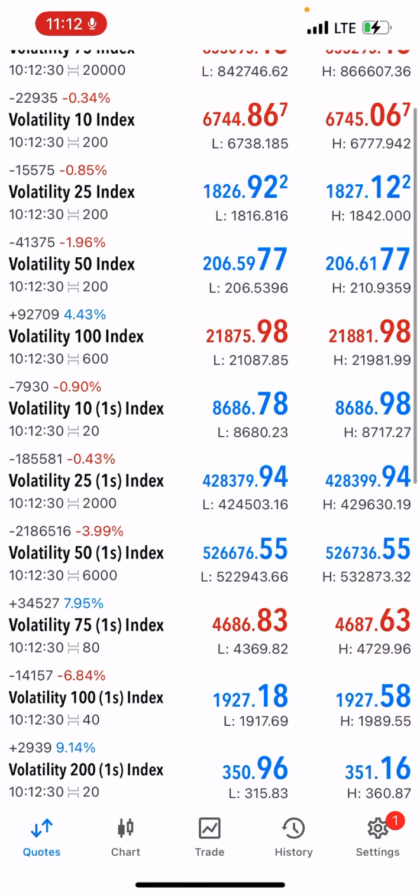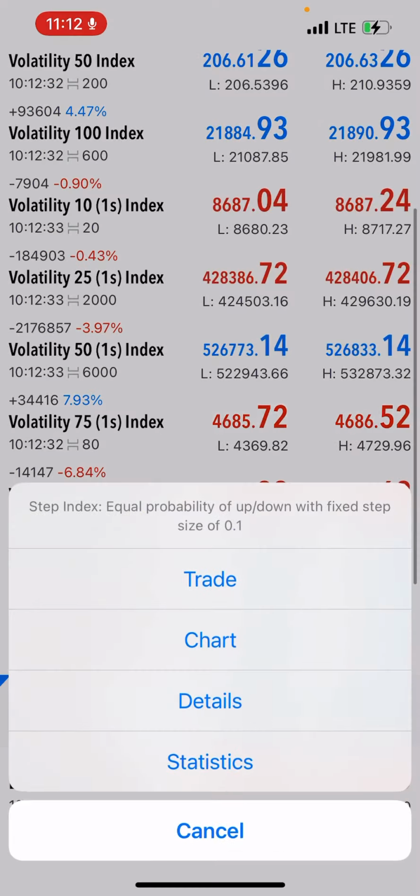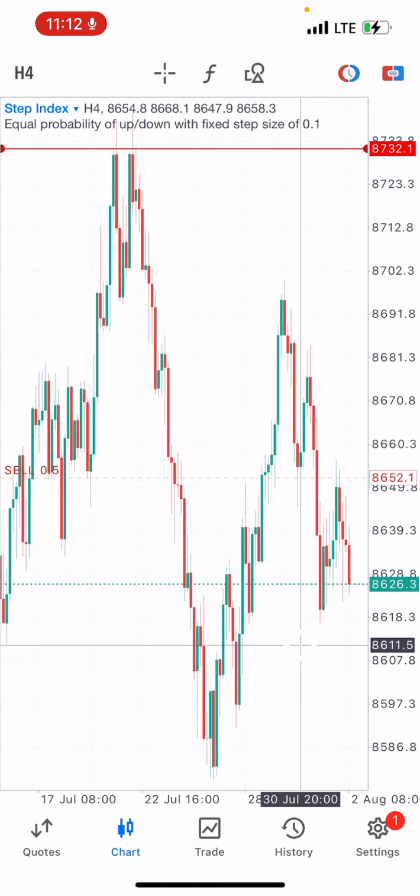Without wasting time, let's first dive into Stepindex. I already got my entry on Stepindex, and as you can see, I'm on profit. I already got my entry for this trade, so I'm holding. Okay, I'll just start afresh.